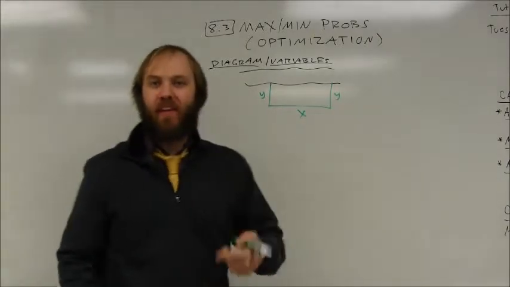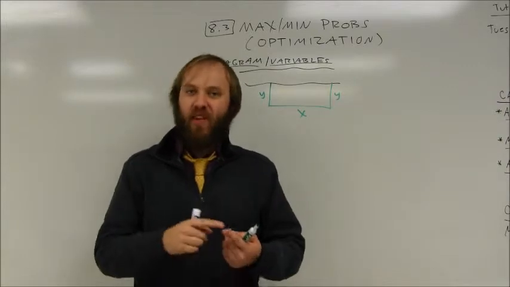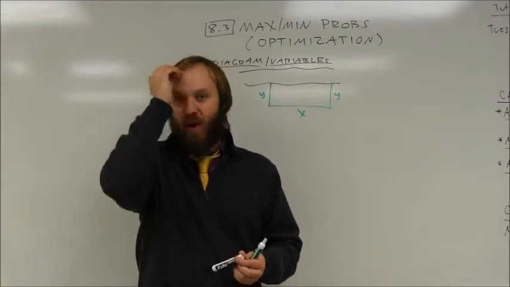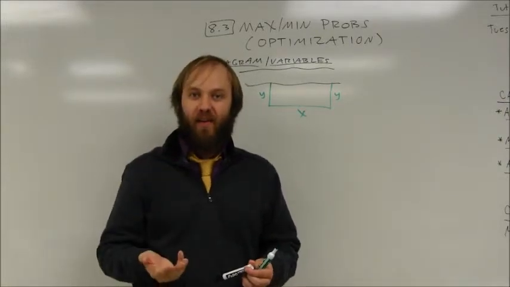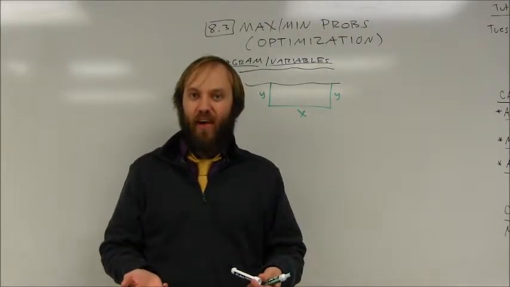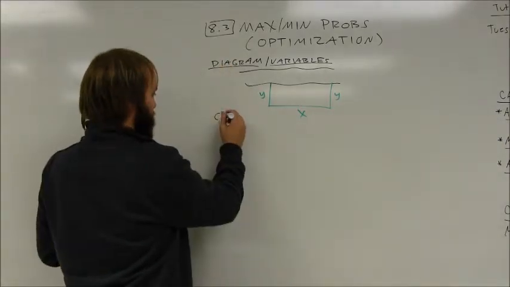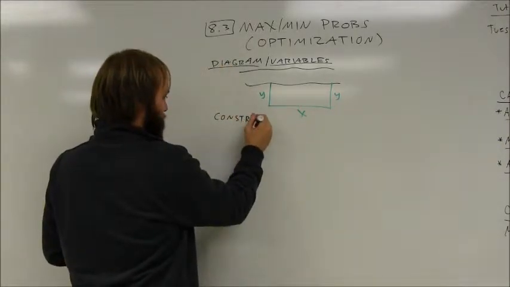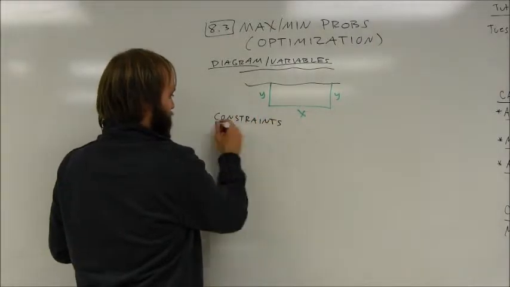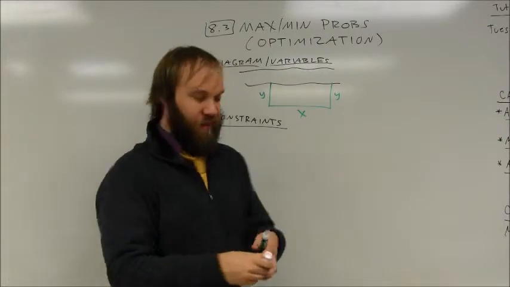The other thing that typically goes along with the picture is you're very often going to have 2 different types of equations. You're going to have one equation that tells you something about your constraints, and then you're going to have an equation of something that you're either trying to maximize or minimize. Okay, so I'm going to write a constraints equation here. And the constraints equation in this case is pretty easy.